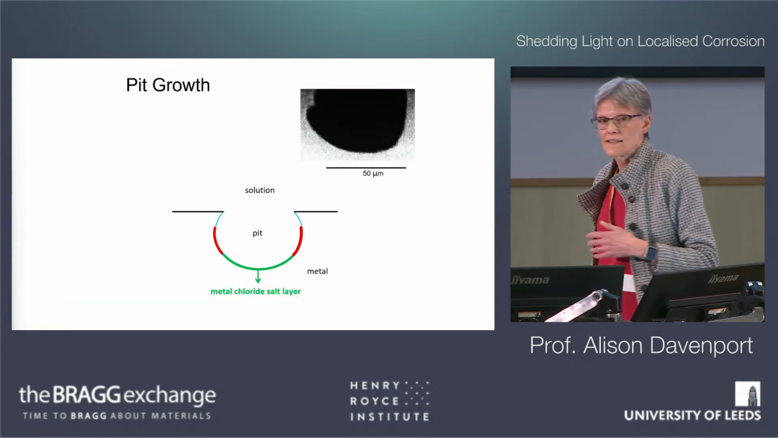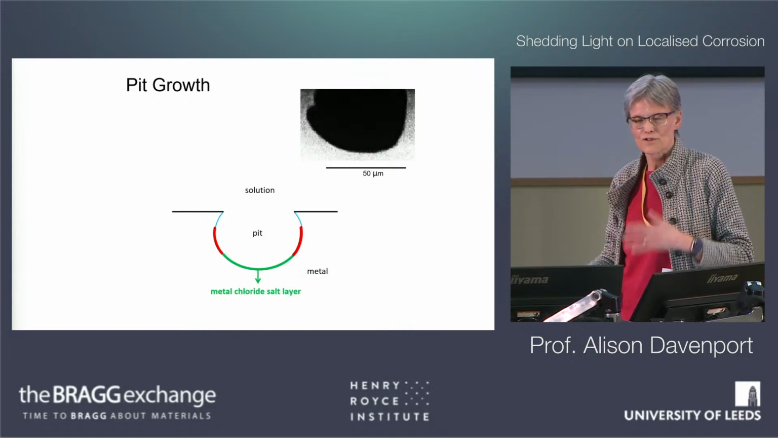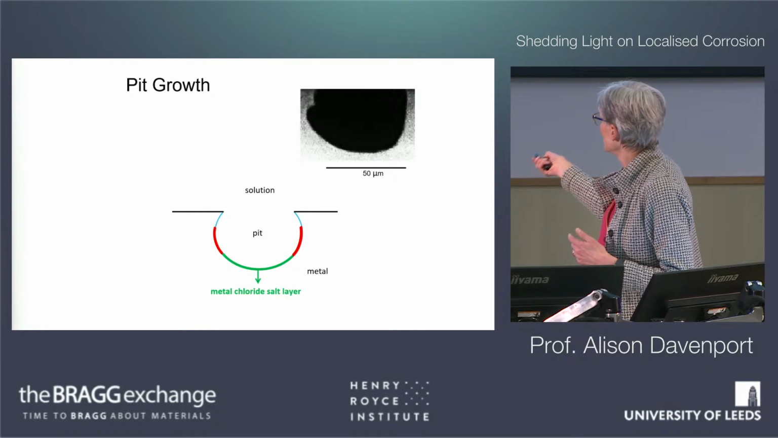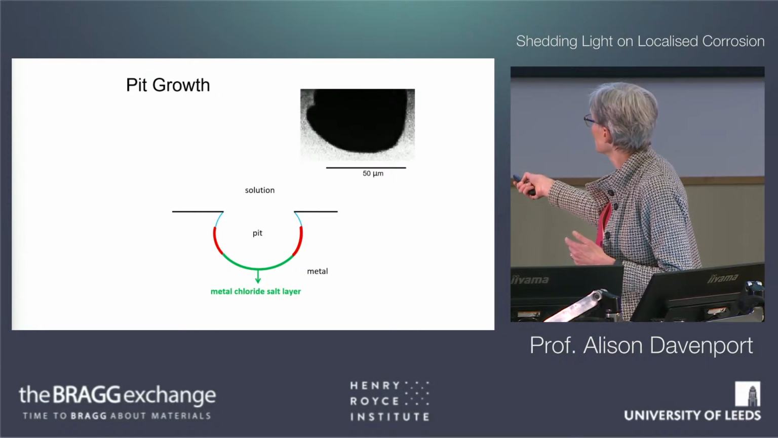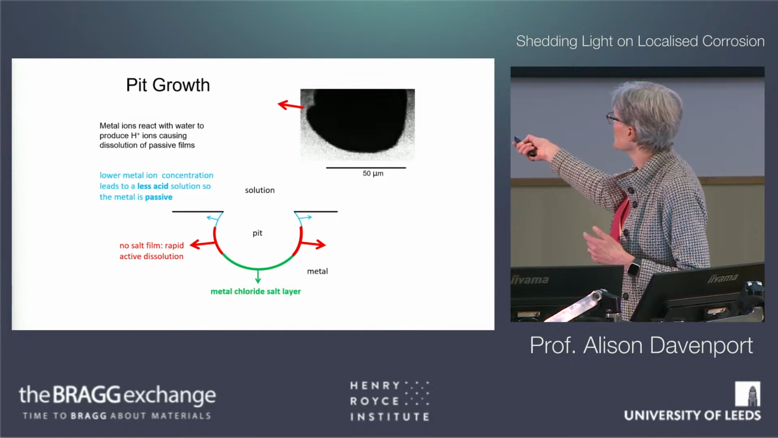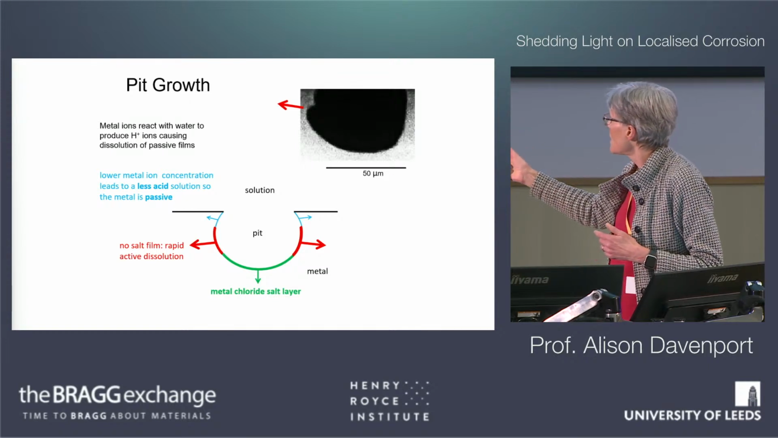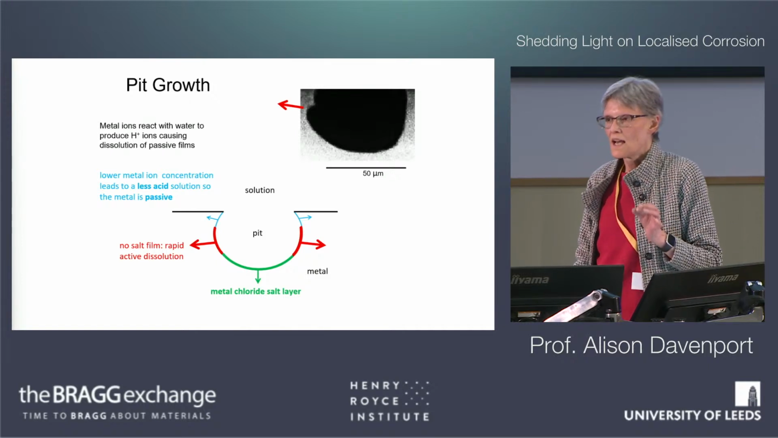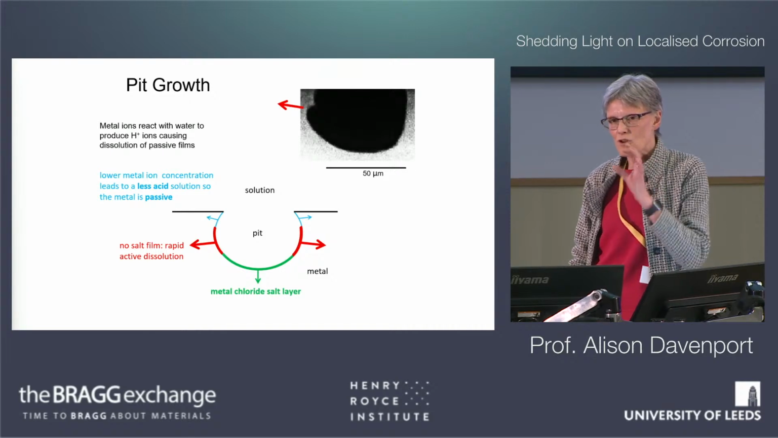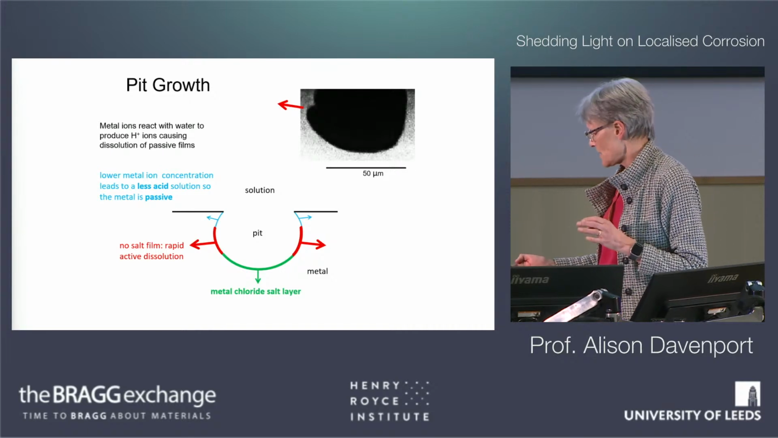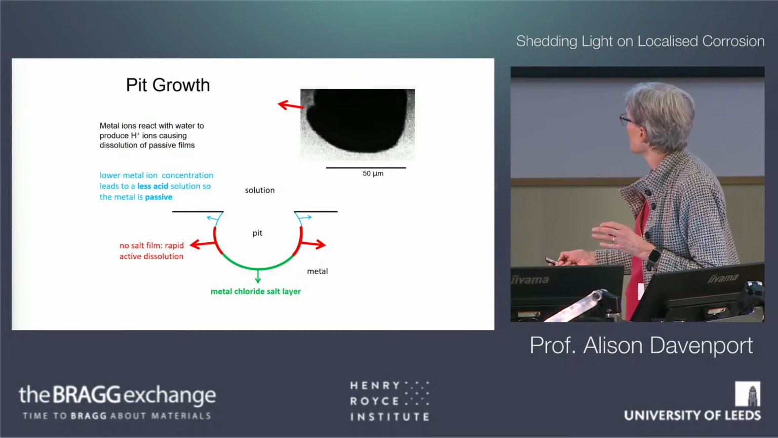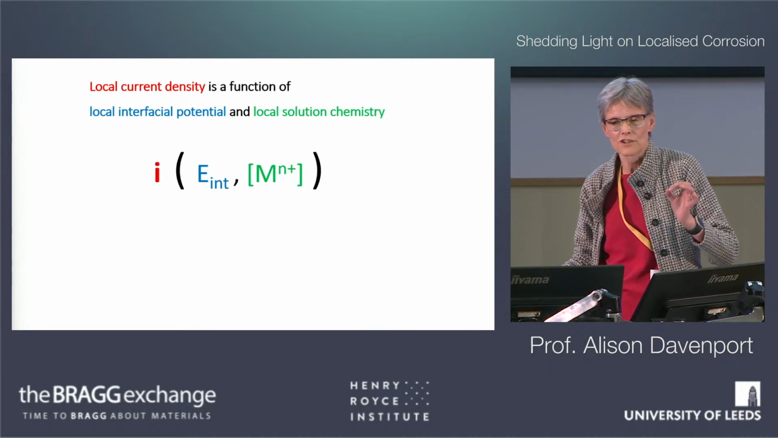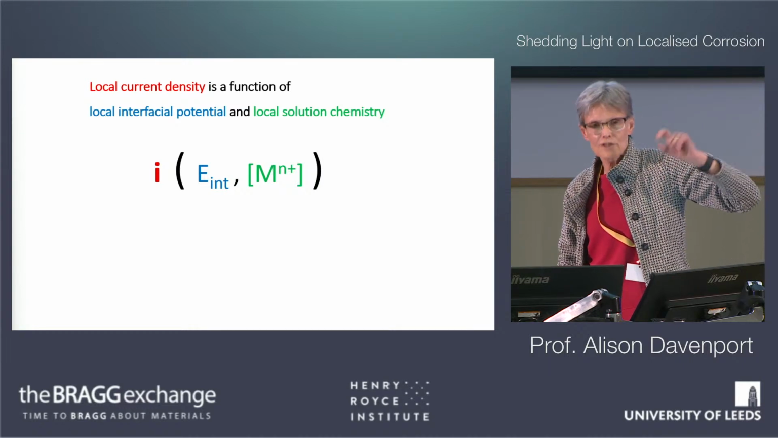So now we've got an idea that we've got pits, and different things are controlling different parts of the pit. Essentially, we've got the salt layer at the bottom, we've got rapid dissolution at the sides, but what's happening further up, that's where it's getting more dilute, and we're thinking maybe it's not acidic enough to stop the passive film from forming, so maybe we've got some passivation going along there. So ideally we'd like to know a function which is what the local dissolution rate would be.